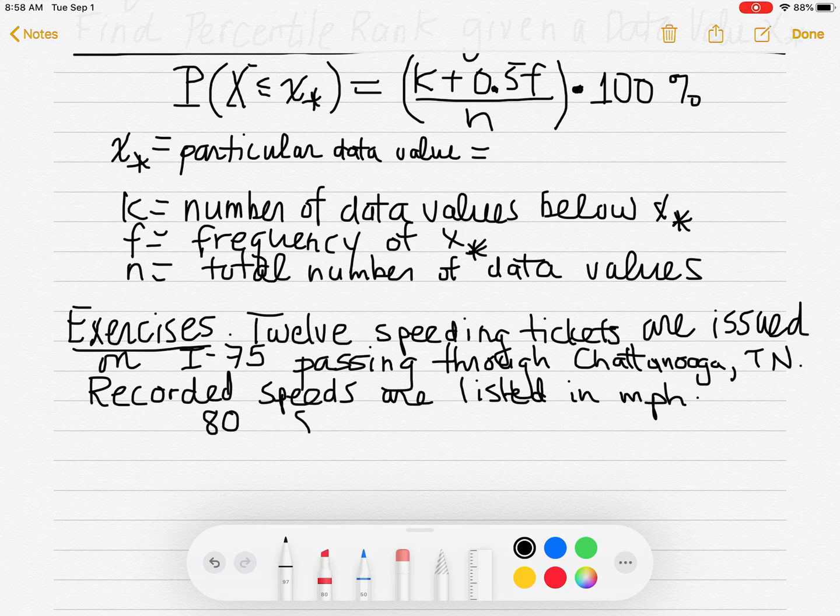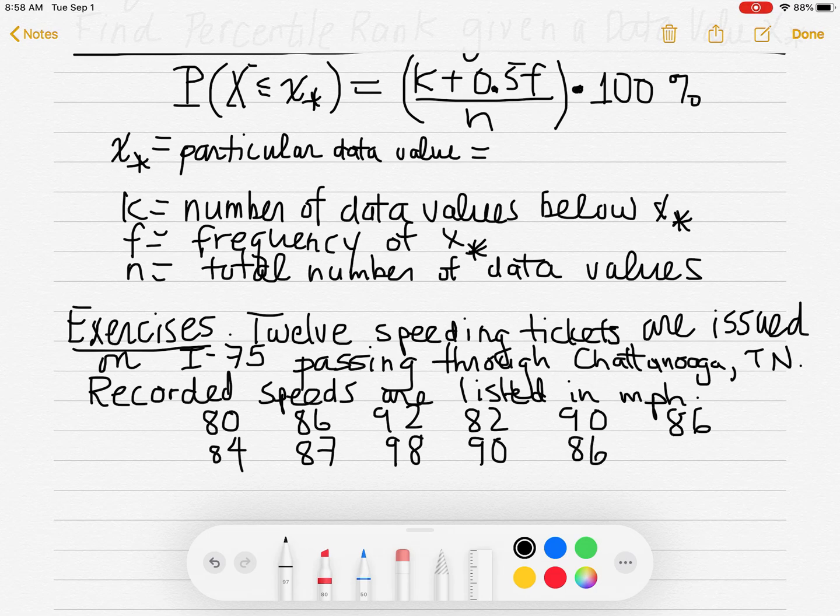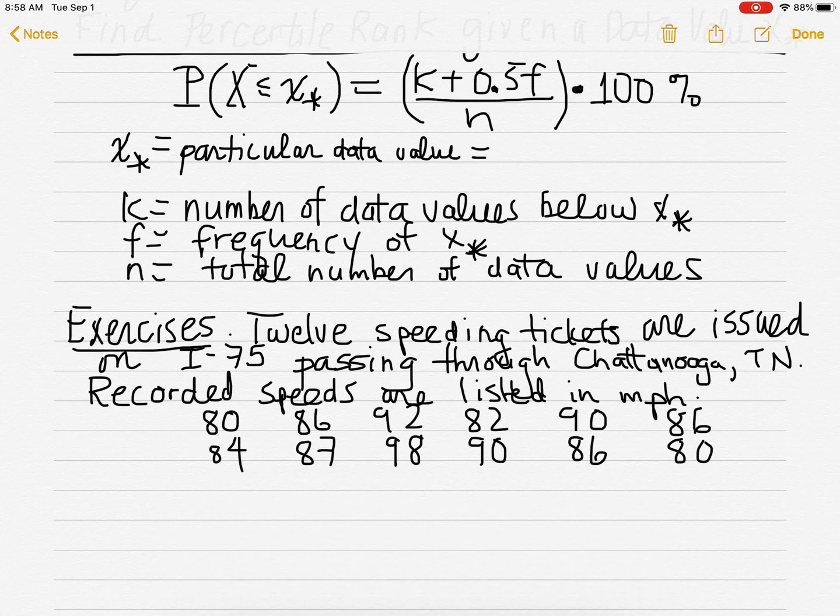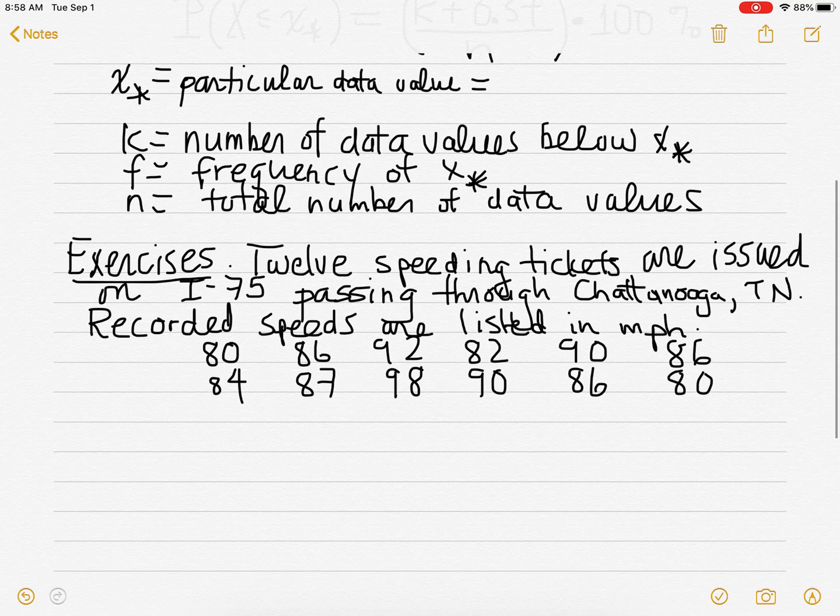Someone is caught doing 80. Someone's caught doing 86. Someone's caught doing 92. Someone's caught doing 82. Someone's caught doing 90. Someone's caught doing 86. Someone's caught doing 84. Someone's caught doing 87. Someone's caught doing 98. Someone's caught doing 90, someone's caught doing 86, someone's caught doing 80. Okay, that's our data set. We have 1, 2, 3, 4, 5, 6, and then second row, 1, 2, 3, 4, 5, 6. So we have a total of 12 data values, 12 speeding tickets.